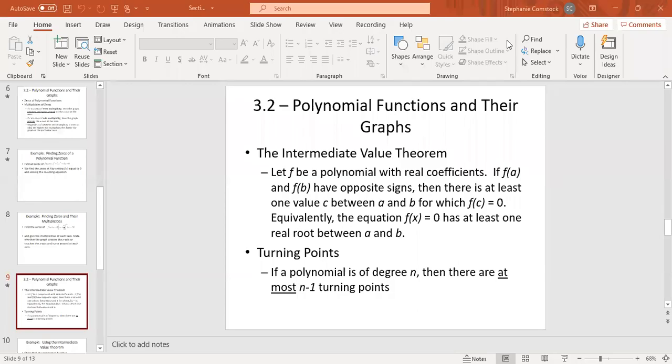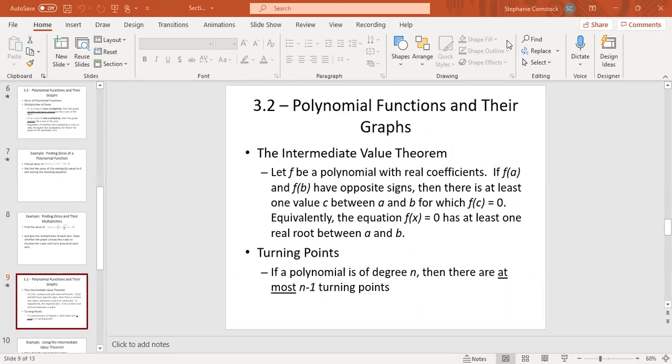Okay, so for this video, we're going to talk about the intermediate value theorem and turning points. For the intermediate value theorem, what this basically says is if you have a polynomial and you have two answer values, so two y values that have opposite signs, so one of them is positive and one of them is negative, then somewhere between their partnered x values, you have a spot where the answer is 0.